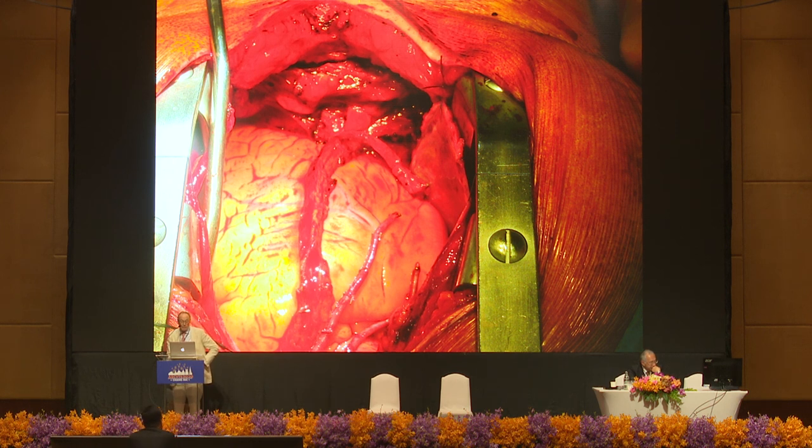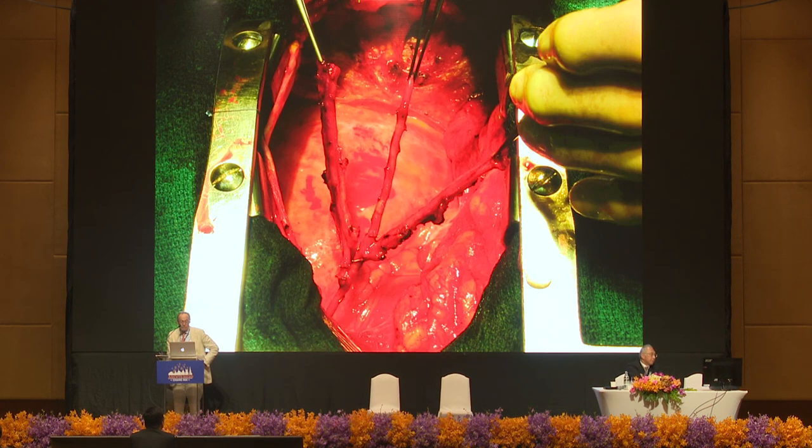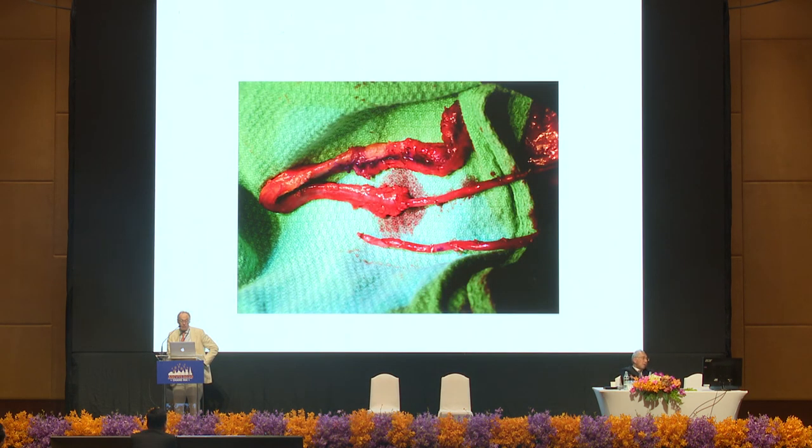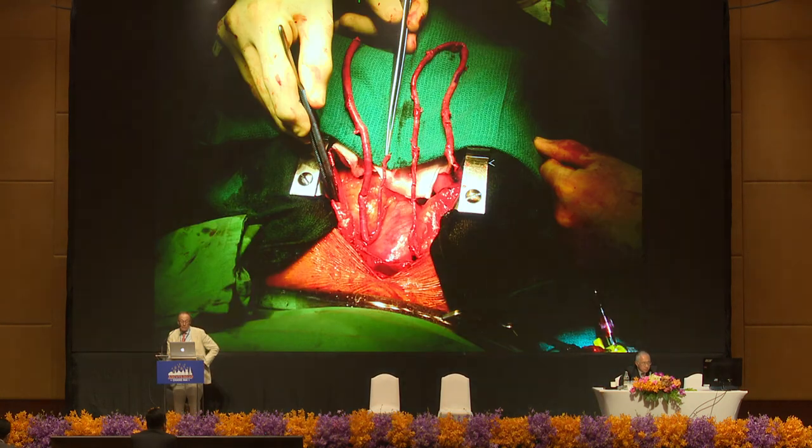There's radial off one side of one IMA, and then the other one can be used in whatever direction you've decided. So there are all sorts of options that you can do with this. Here's using the right IMA to get to the right system and using a radial to join into that. Usually bevel both ends, both the radial and the IMA, with a beveled anastomosis.